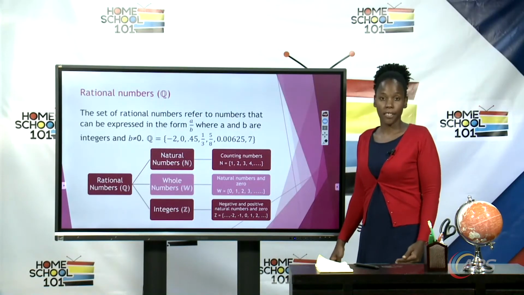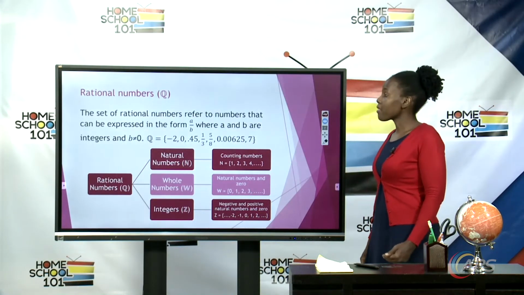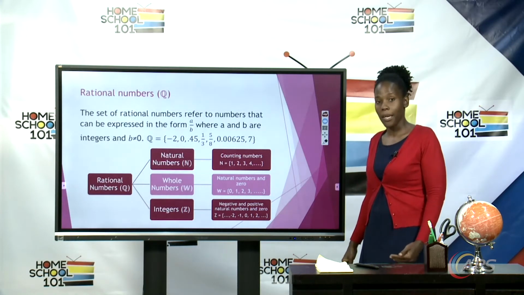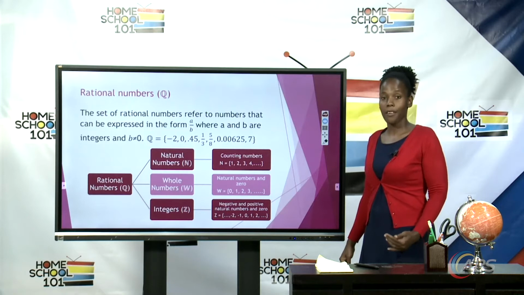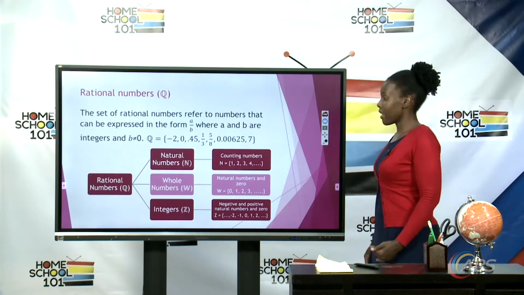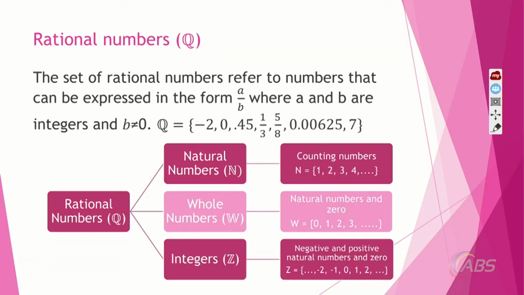In terms of the set of rational numbers, this refers to numbers that can be written in the form A over B. Essentially, they are numbers that can be written as fractions. This therefore includes all our fractions, all our recurring decimals, and decimals with a limited number of decimal places. It includes our whole numbers and our integers. And as we can see here, rational numbers are further subdivided into three categories.